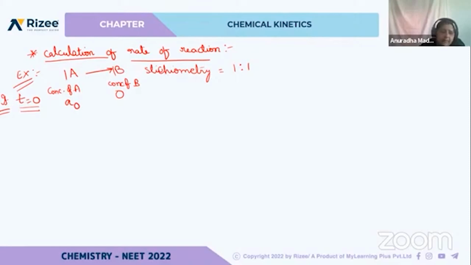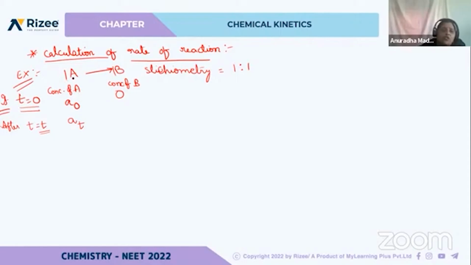If after some time, let's consider T equal to T. This may be after 2 seconds, 5 seconds, whatever it may be. After some time T equal to T only, the concentration of A is equal to AT. Then what happens here? What about the concentration of B here?